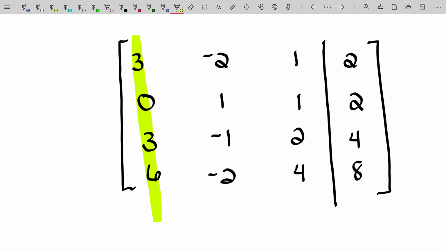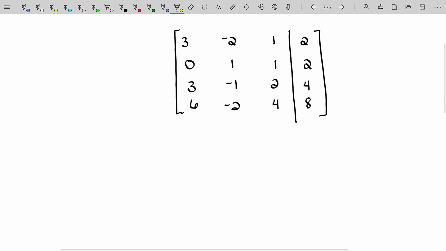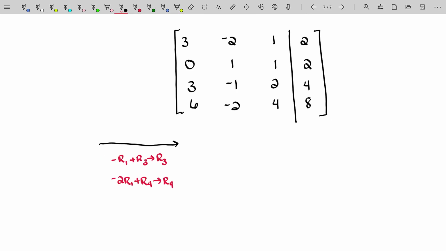I'm just gonna let that 3 in the upper left-hand corner be our pivot, and I'll use that to kill all the elements below. So writing out how I'm gonna do that, let's just go ahead and do that right now. So the opposite of row 1, add it to row 3, that'll kill off that 3 in row 3. And the -2 times row 1 plus row 4, well, that'll be -6 plus 6, which would be 0. So that gets us a 0 in row 4 as well. Let's go ahead and do that.